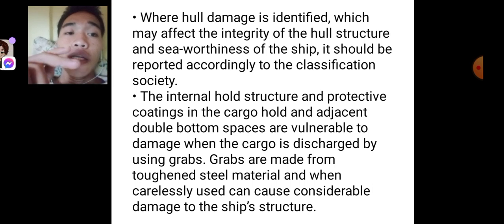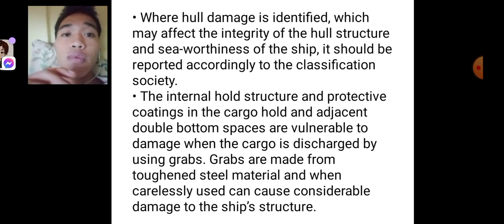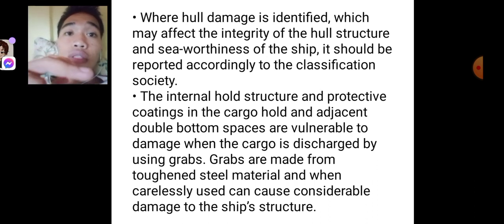And the other is that the internal hull structure and protective coatings in the cargo hold and adjacent double bottom spaces are vulnerable to damage when the cargo is discharged by using grabs. Grabs are made from toughened steel material, and when carelessly used can cause considerable damage to the ship's structure.